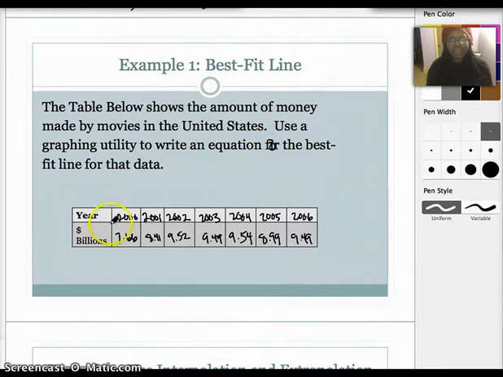So here's the data right here. We've got years, we're looking at 2000, 2001, 2002, and so forth. And we're also looking at billions of dollars, so 7.66, 8.41, etc. What we're going to do now is open up Desmos, and I'll show you how to do that.